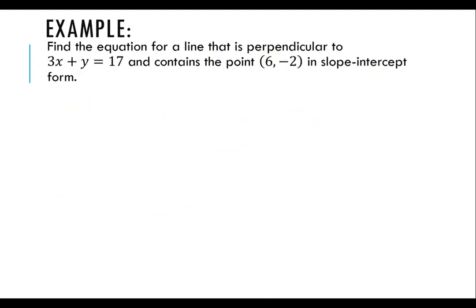Now we want to find the equation for a line that is perpendicular to 3x plus y is equal to 17 and contains the point 6, negative 2 in slope-intercept form. So the final answer is going to be y equals mx plus b. We know we're looking for perpendicular. So perpendicular means negative reciprocal slope. So first we need to find the slope of the other line. To find that, let's get it in slope-intercept form.